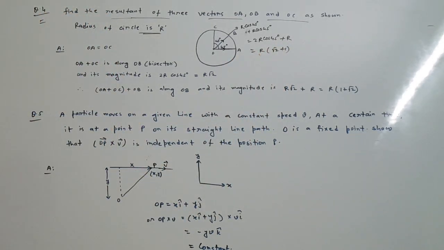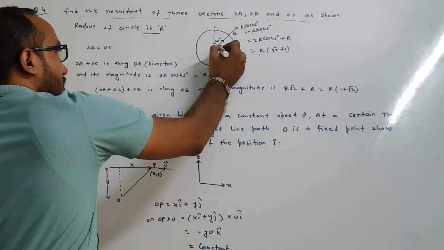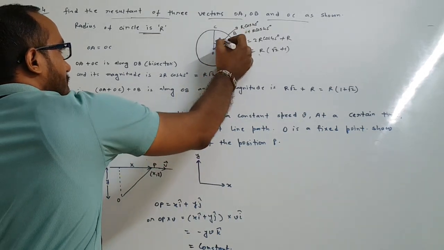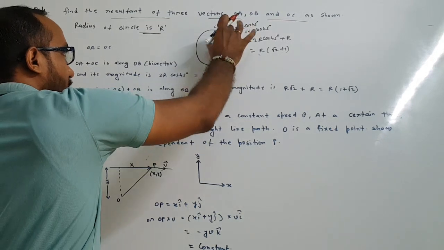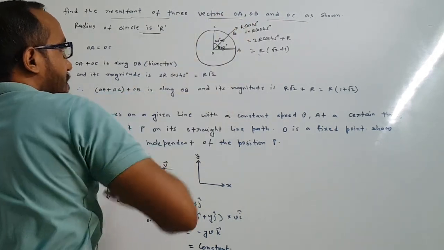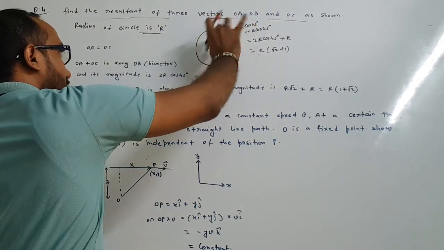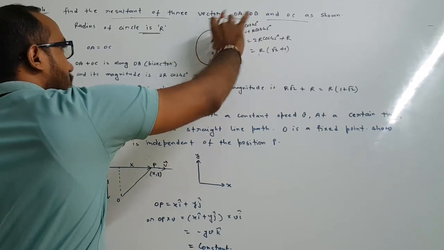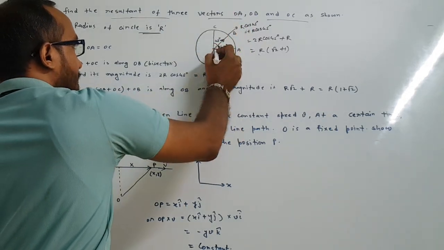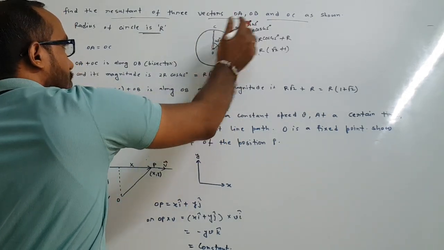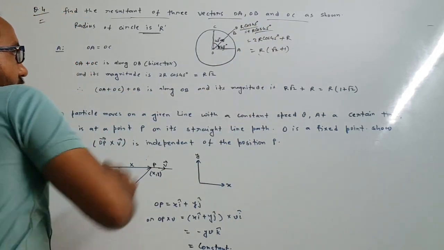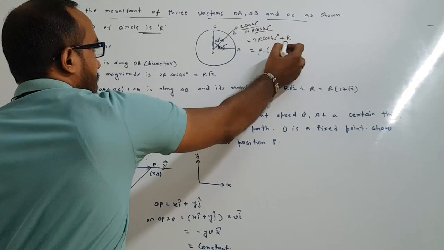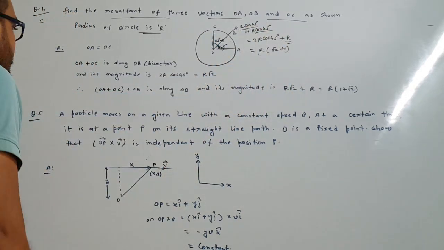It is very simple. See, the component along any vector is the cos component. We already know. So the component of OA along OB is OA cos 45. The component of OC along OB is OC cos 45. OA and OC both are radius. So both of them are R cos 45 plus R cos 45. And if you add OB, it is also R. So you will get the answer.